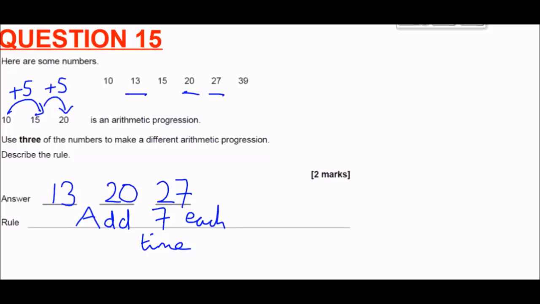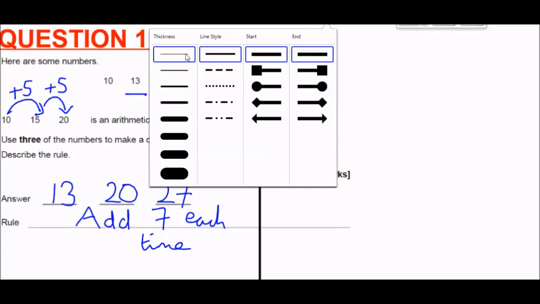Now that's one way you could do it. There is another way as well, so I'm just going to split the page down here. Another option we could use would be to have a look if there's any different numbers we could do, and in fact there is. We could also have done 15, 27 and 39.